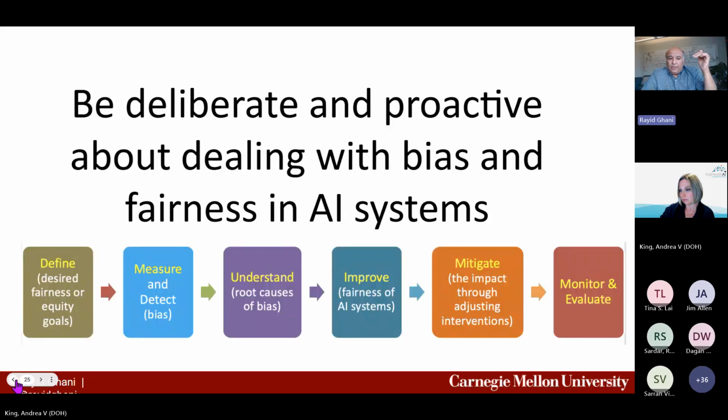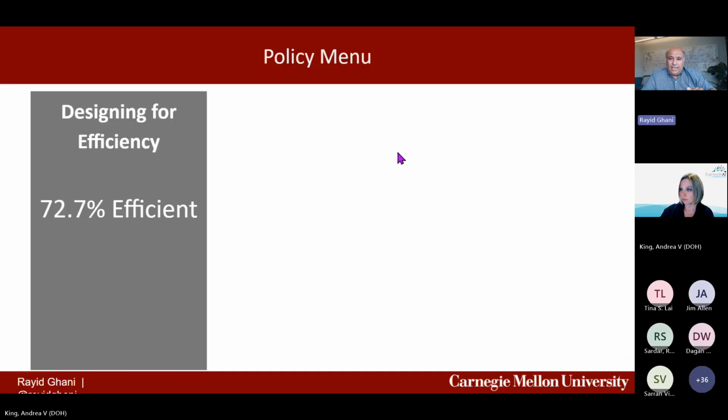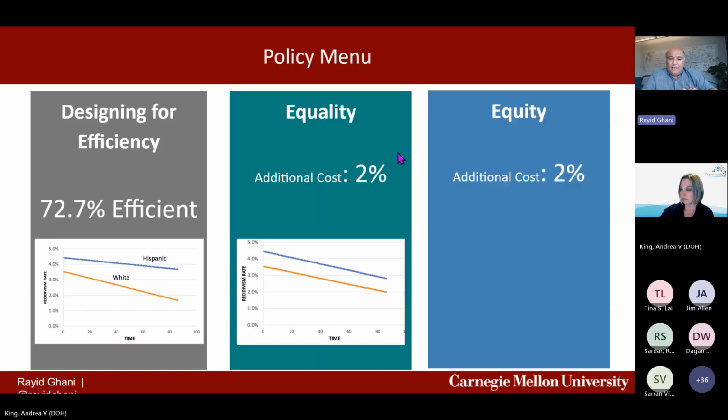The only thing I would say here is be very deliberate and proactive. There is no generic simple solution to dealing with it. You have to think about what you mean when bias and fairness is an issue. There are more resources in one of the slides, with links that go deeper into how you think about defining it, measuring it, understanding it, what the root causes are, how you improve it, how you mitigate it. If you skip through the next few, it's the same slide that animates. That's a case study that I was going to talk about, but we don't have time, so we can skip through that.